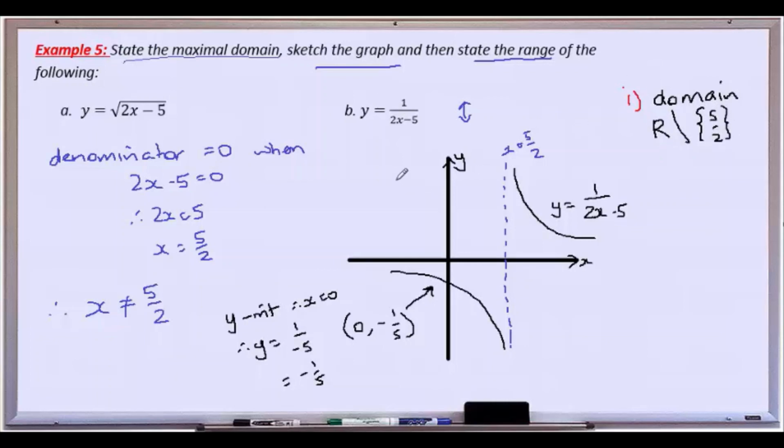Part 2 is the graph, and that's all beautifully drawn to everyone's satisfaction. And part 3 asks me what the range is, and the range of my y values, which is everything except for the x-axis, which is where y equals 0. So the range is real numbers, but not including 0. And there I've written the domain and range in the first part using brackets, and in the second part using set notation.